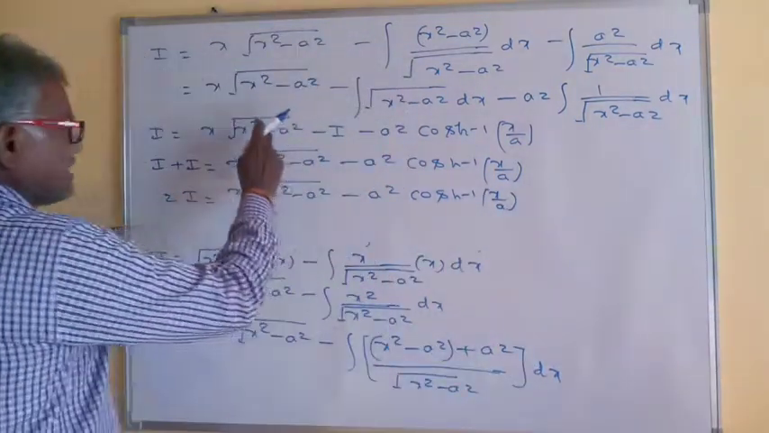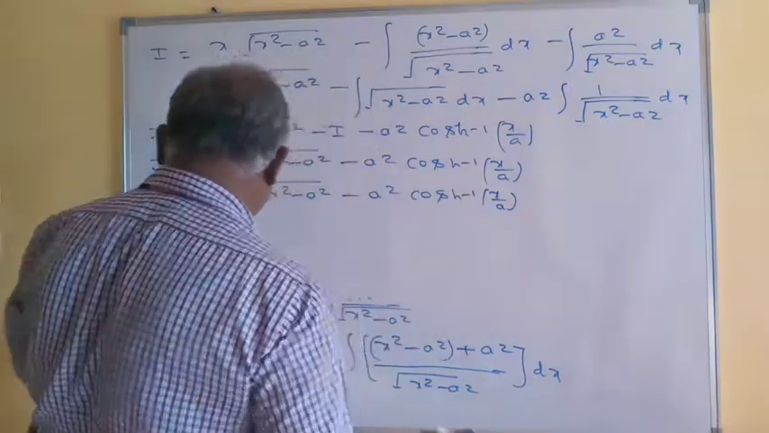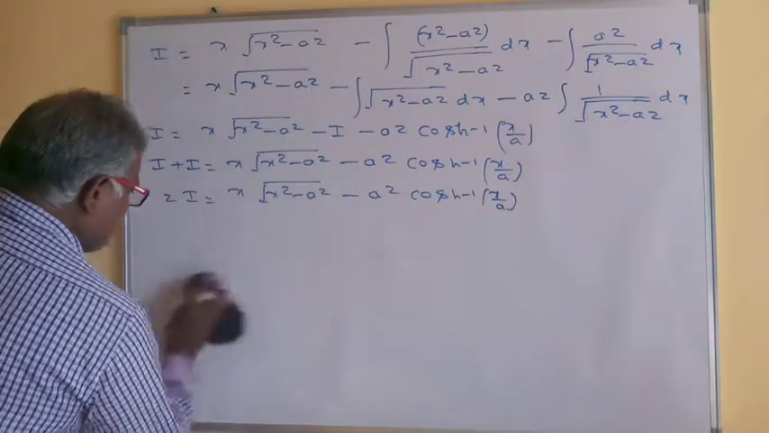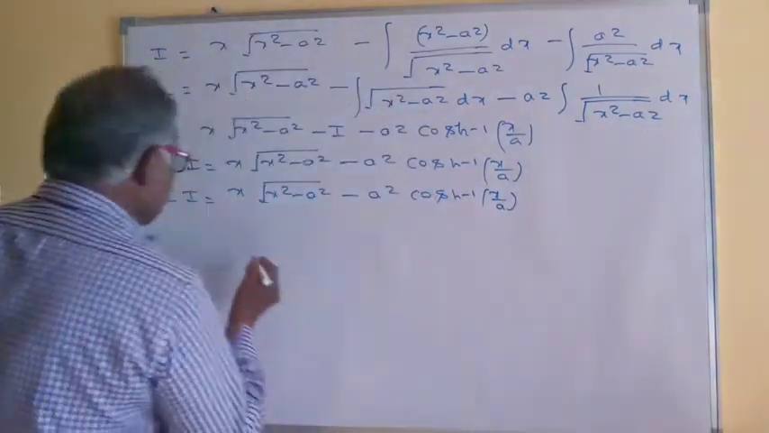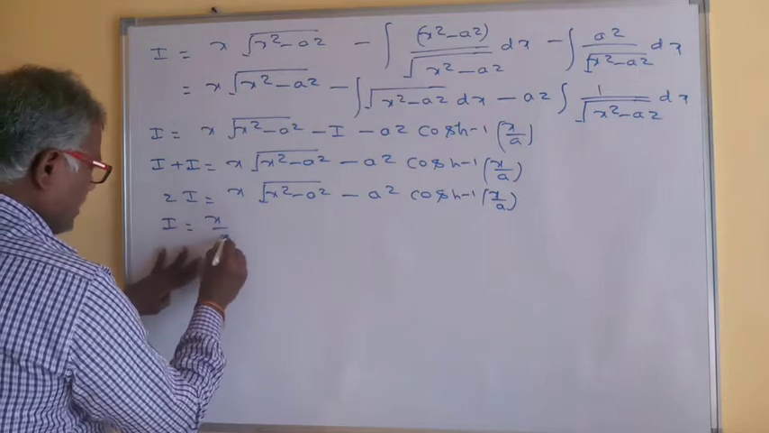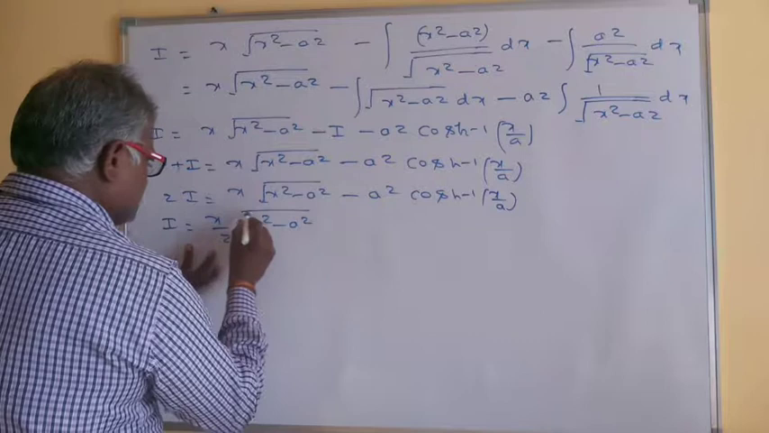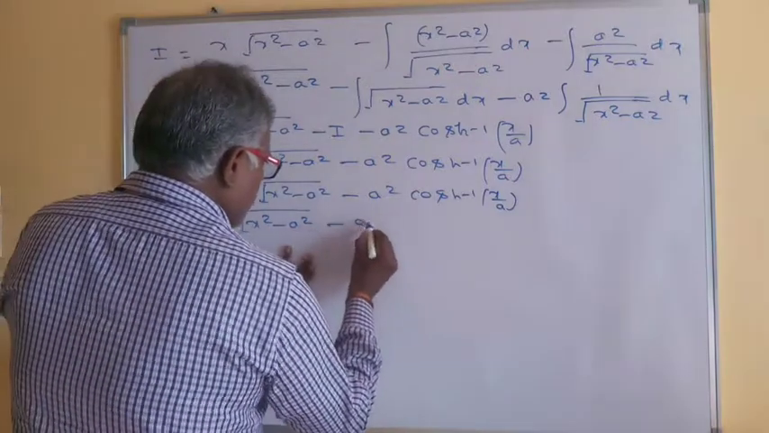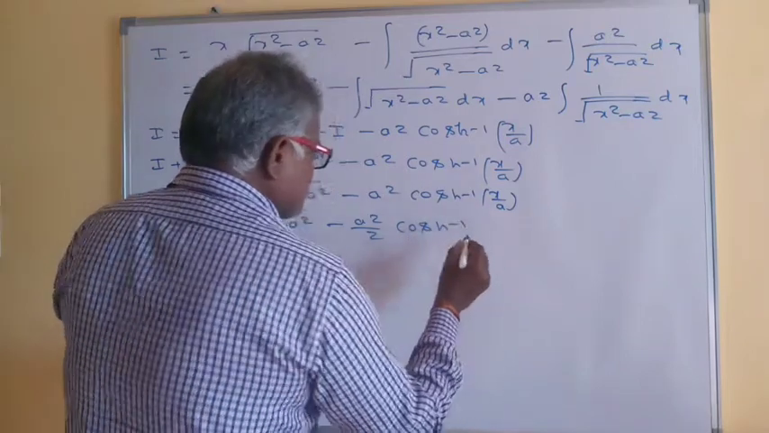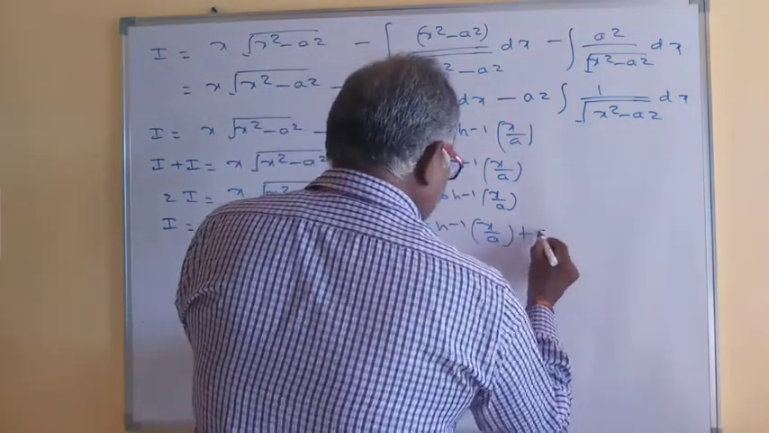You have to write the same steps. Okay, so finally what you have to obtain, you see, I is equal to x by 2 root of x square minus a square by 2 into cos h inverse x by a plus.